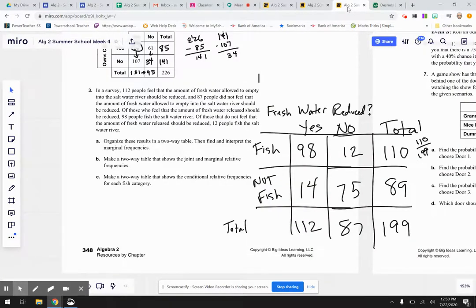So you could say that's a 55% chance that the people fish. There's 55% of the people that fish. So there's going to be about 45% of the people that don't fish. And then you could do that percentage for each one. How many people that want it reduced do fish? So 98 over 199. You could find percentages for any of those. So that's just basically number 3.